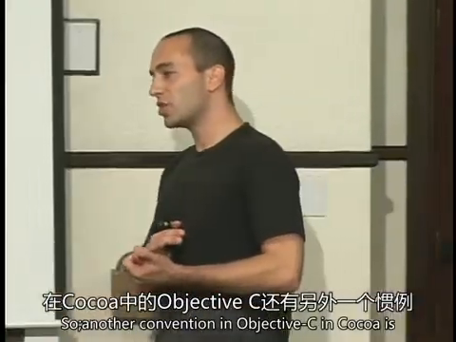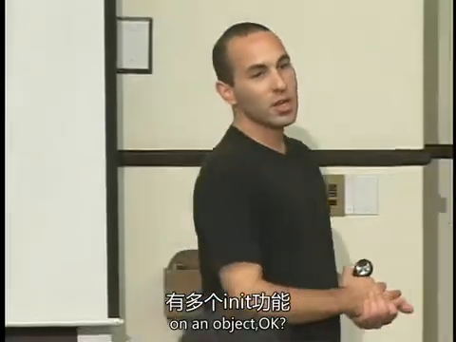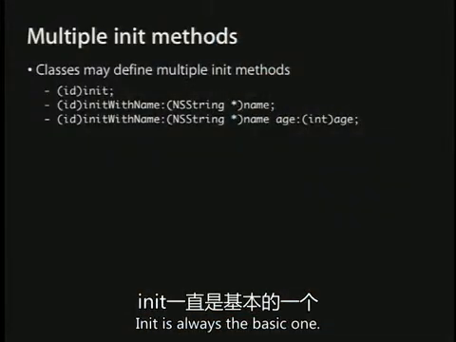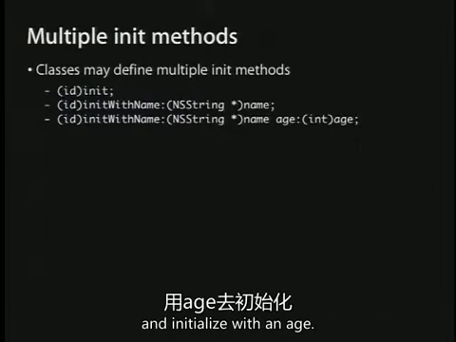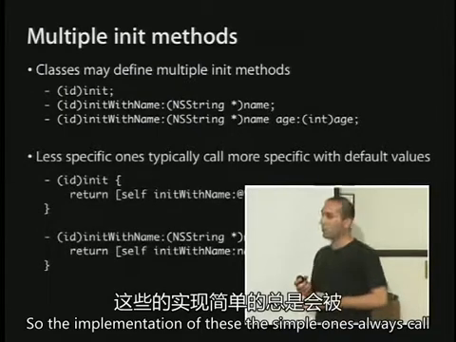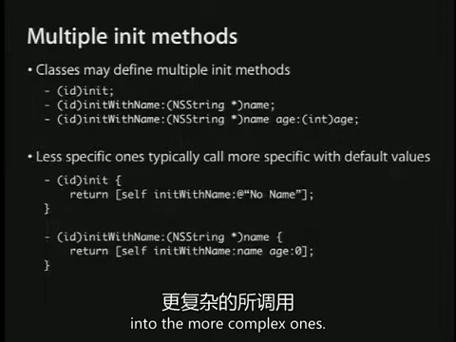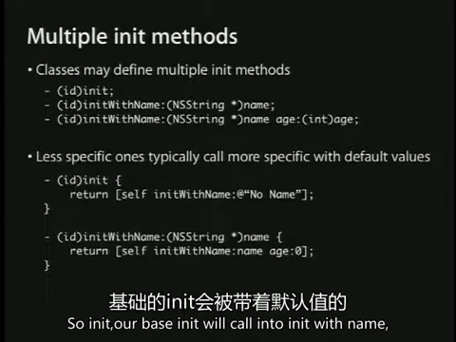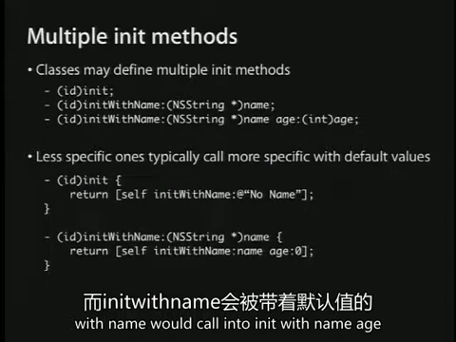So another convention in Objective-C and Cocoa is that you may have multiple init methods on an object. Init is always the basic one, but they may get more complex. You may want to initialize with a string and initialize with an age, and in this case, we're going to have both. So the simple ones always call into the more complex ones. Our base init will call into init with name with a default value, which is no name. And our init with name would call into init with name age with the default values.